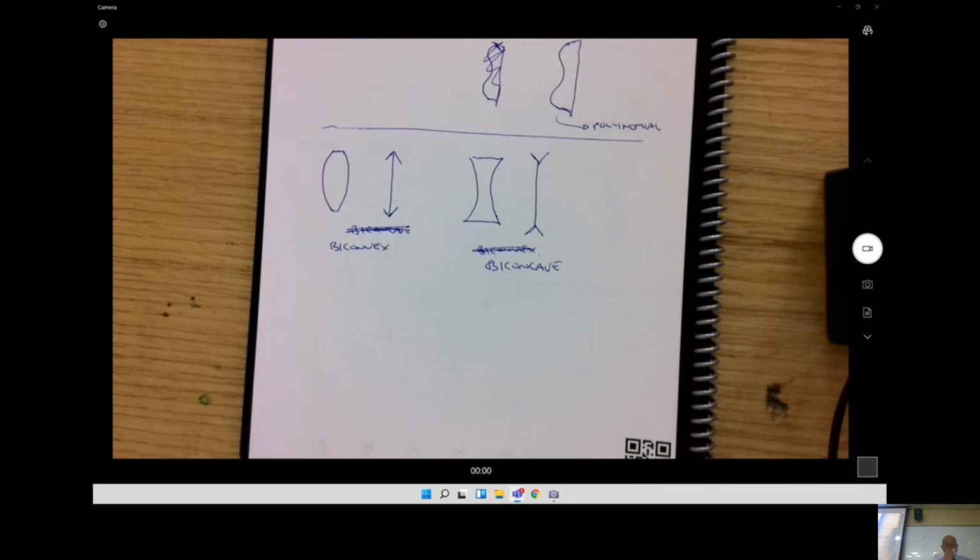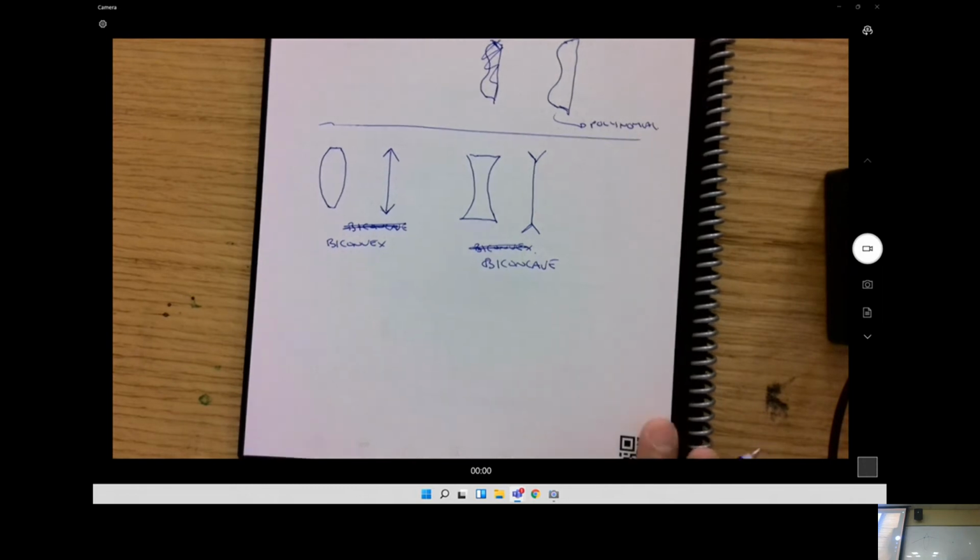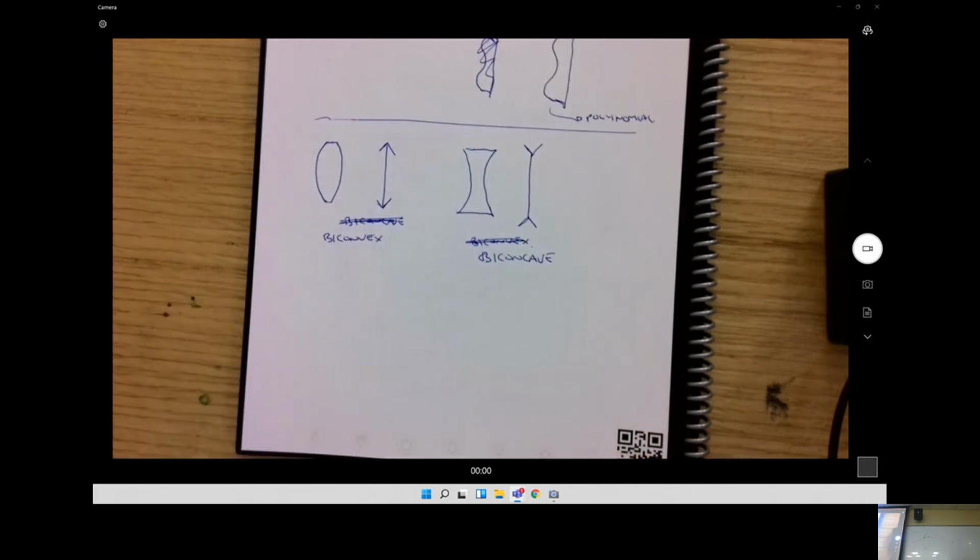Okay, makes sense? So those are the shapes that we have of lenses. Those are the general shapes that we're going to have. So now we're going to be talking about the focal length, what the focal length is, and why we call a particular kind of lenses positive lenses and some of them negative lenses.